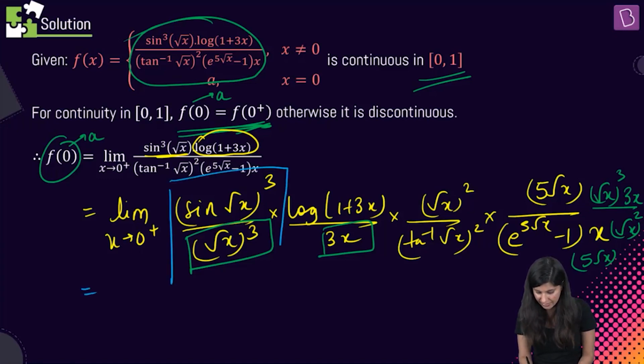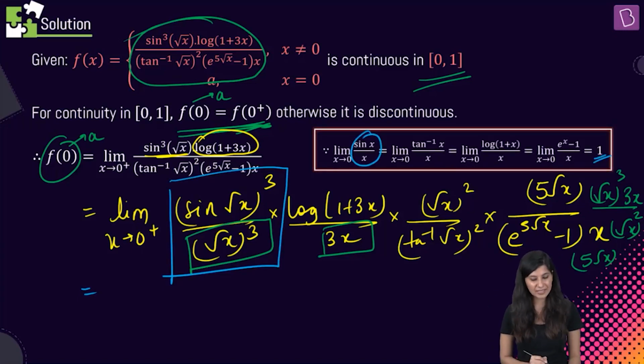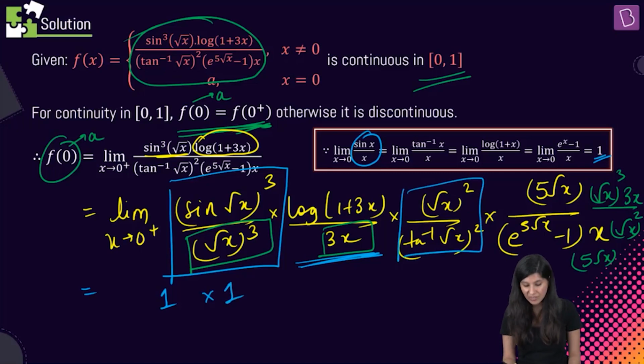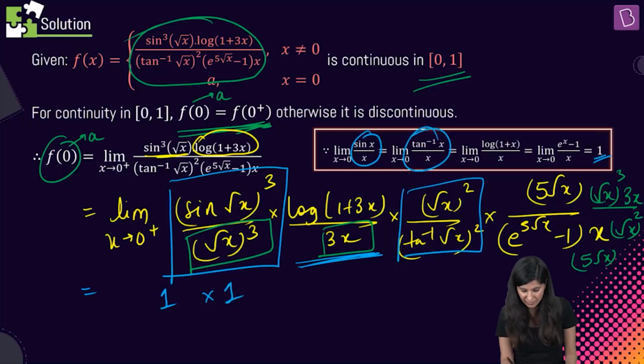This thing is tending towards 1. Why? Because we know that limit sin x by x, where x is tending towards 0, is nothing but 1, right? So this is 1. What about this? This is again log 1 plus x by x, where x is tending towards 0, is 1, so this is also 1, right? Again same thing, tan inverse x by x, tan inverse of some quantity upon that same quantity, is also equal to 1 when x is tending towards 0. All right, this is also 1, this is also 1.